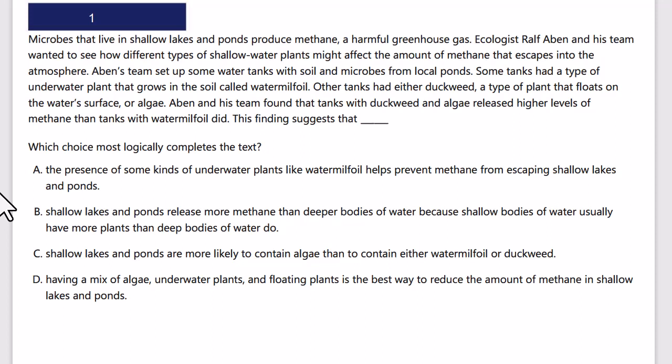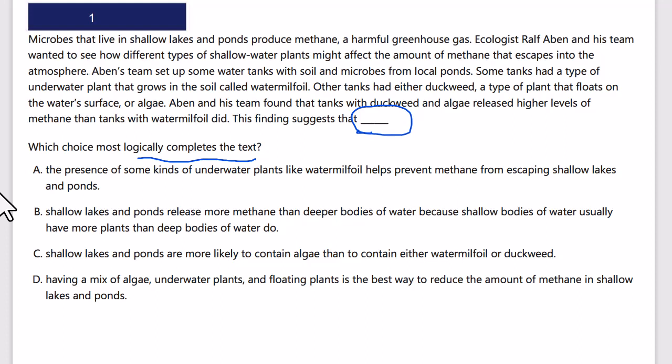Okay, which choice logically completes the text? This is going to be an inference question. I see the text we have to fill in, the underlined part at the end. So I'm going to get an idea from the background information as I read the whole text. I want one idea from the background information.